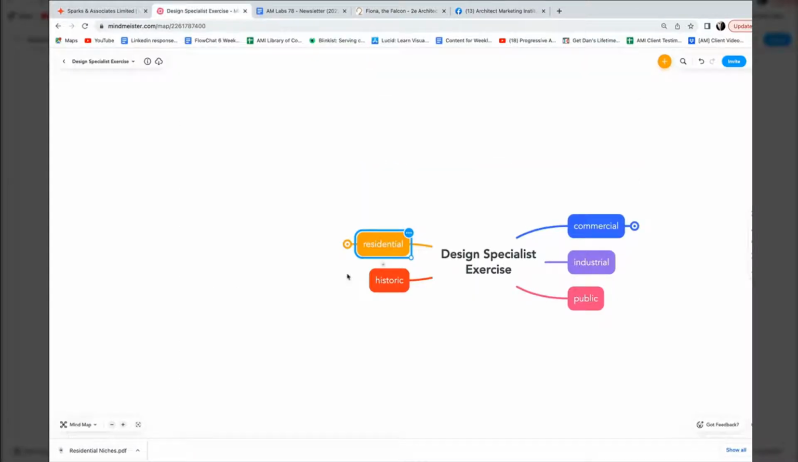Now, how the hell do you market residential? You know, how do you differentiate yourself if you're residential? It's almost, what do you say? Oh, I've been in business 25 years and I do people's homes. Okay. Well, a lot of people do that. What makes you special, right? Did you see what made Peter special?